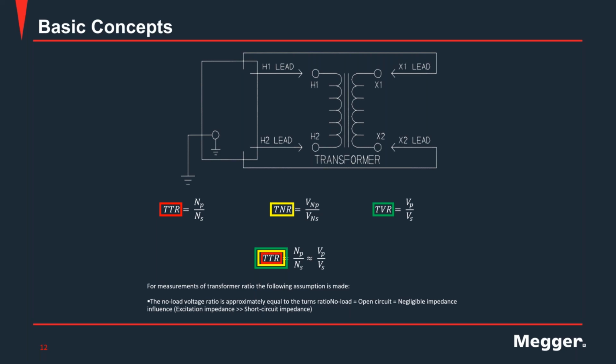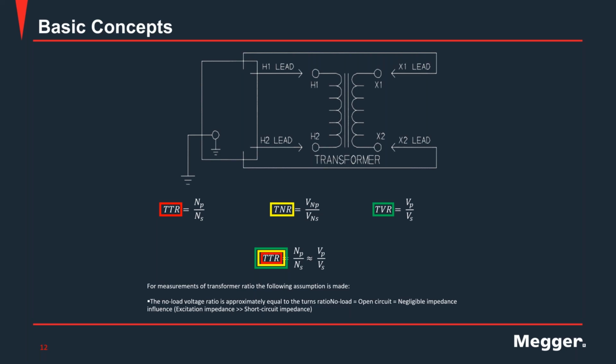We're measuring the induced resulting voltage, right? So that condition allows us to say that what I'm measuring, which is TVR, the one highlighted in green, is equal to my TTR, right? So that is very important.